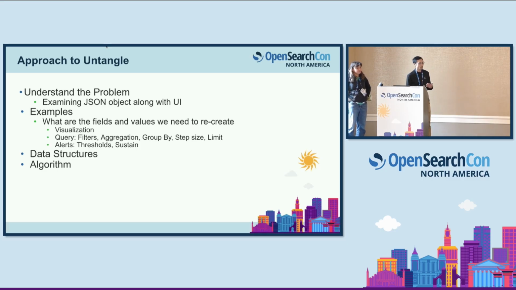And that involved, for dashboards, what visualization you want. Is it a time series? Is it a bar stacked? Is it something that maybe we don't support? So for some of the alerts, we weren't able to do composite alerts, we don't currently support them, but we will in the future. And then the query: what filters, aggregation, group by, step size limit we want, and for alerts, thresholds and sustain are important data points that we also need.